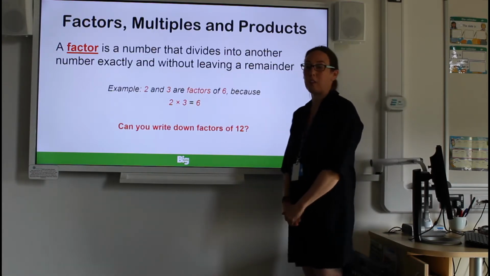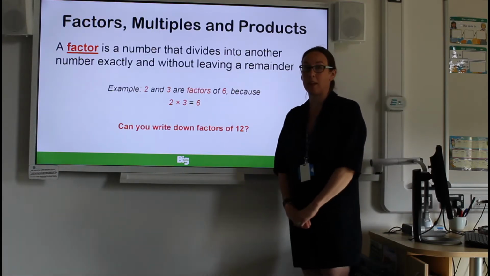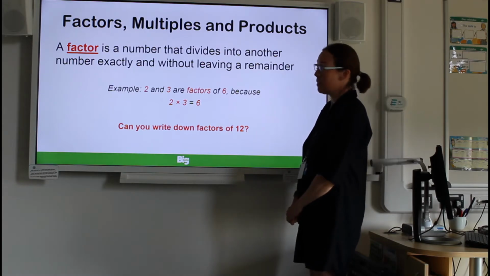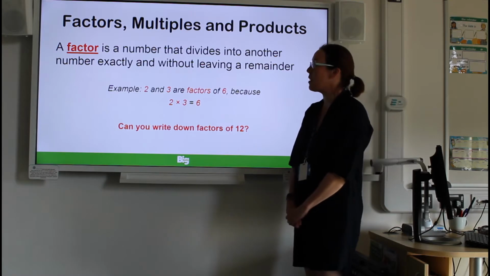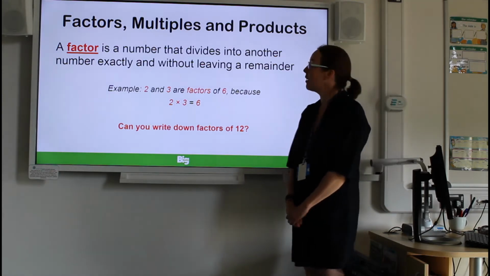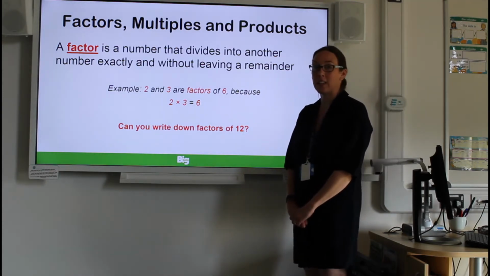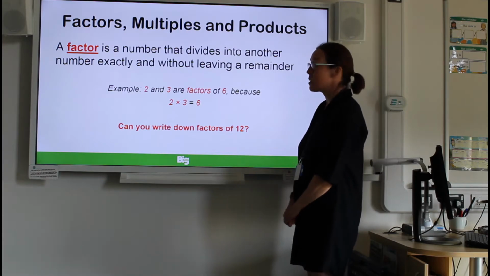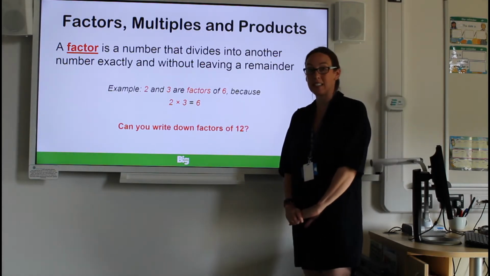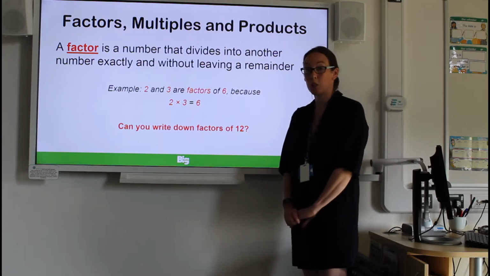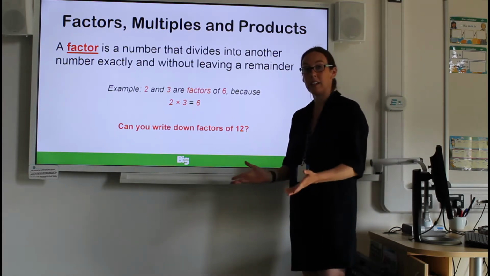So let's start off by revising what these words actually mean. A factor is a number that divides into another number exactly and without leaving a remainder. So for example, 2 and 3 are factors of 6 because 2 multiplied by 3 is 6.